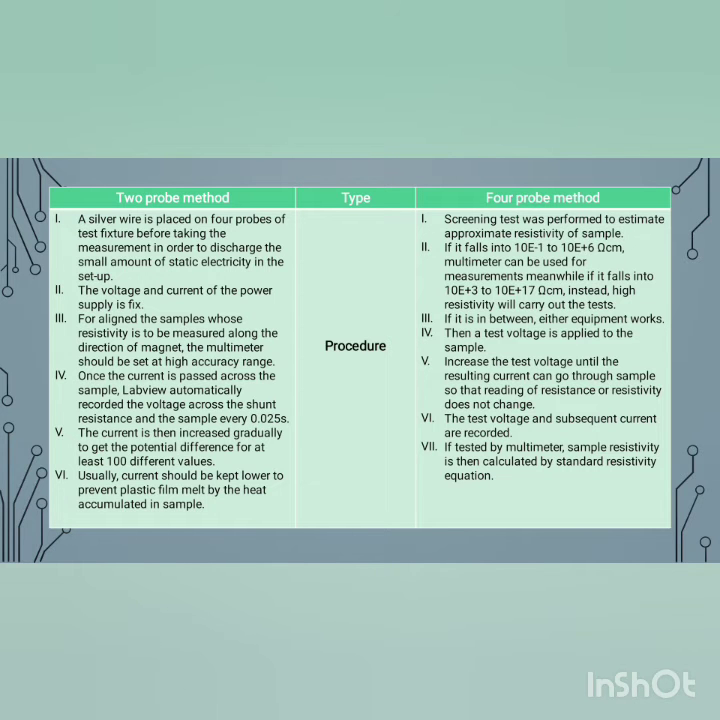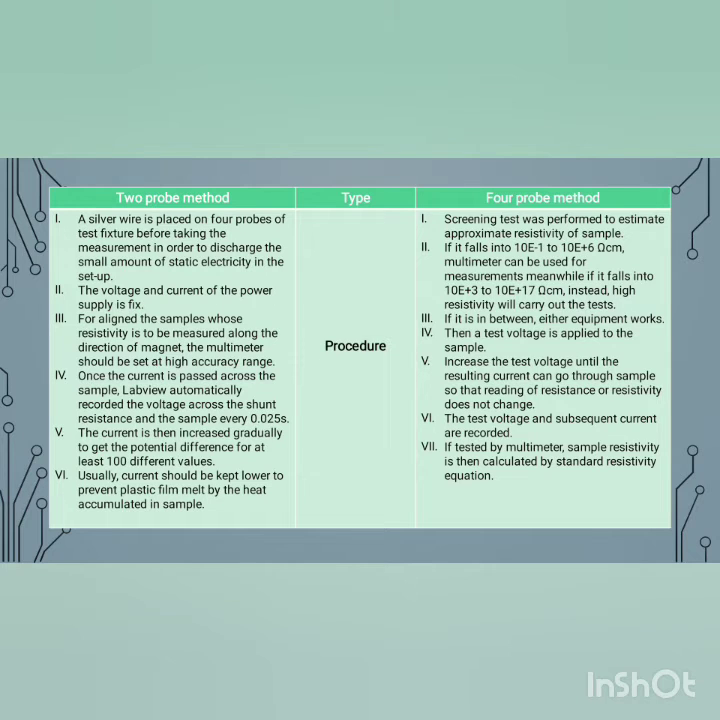For the 2-probe method, a screening test was performed first to estimate the approximate resistivity of the sample. If it falls into 10^-1 to 10^6 ohm-cm, a multimeter can be used for measurement. Meanwhile, if it falls into 10^3 to 10^7 ohm-cm, a high resistivity meter will carry out the test. If it is in between, either equipment will work.